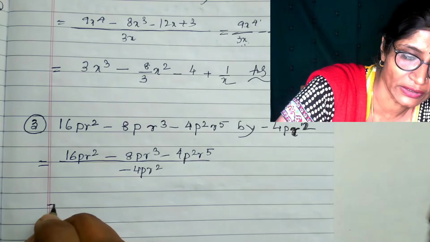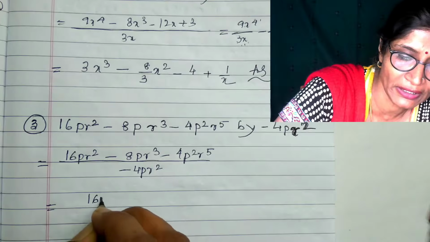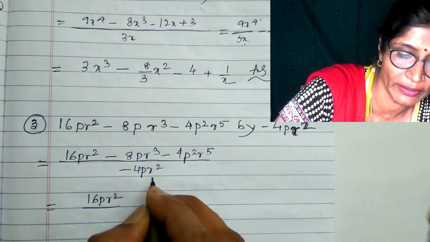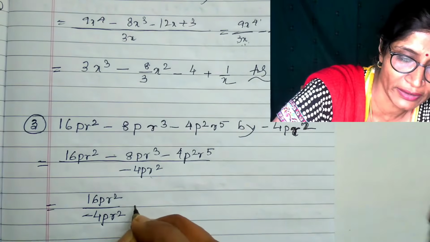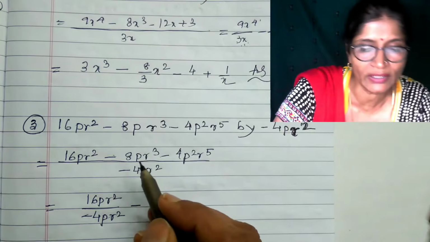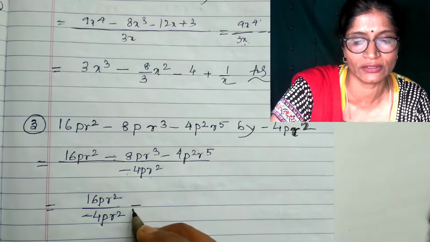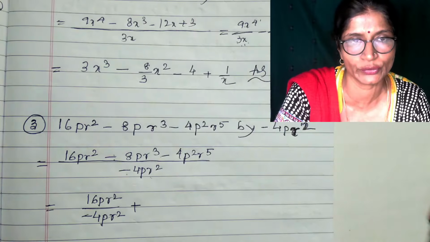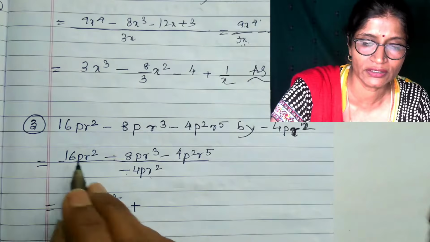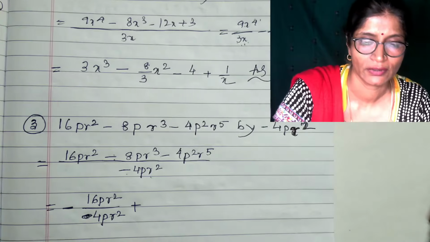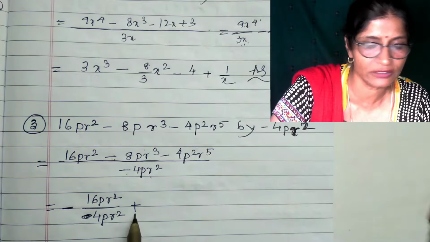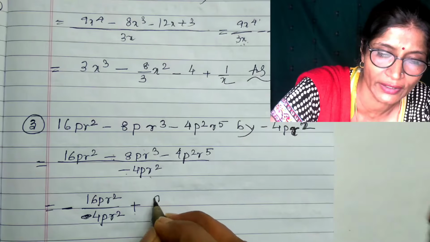So that is equal to what? 16pr square, each term now divided by this 4pr square. Then this minus sign is there. Or you can think like this also, minus divided by minus will be plus here. Directly also you can write. Like here, this divided by this, you can write minus, and this divided by this is plus. First you write the sign and now you write the rest part.